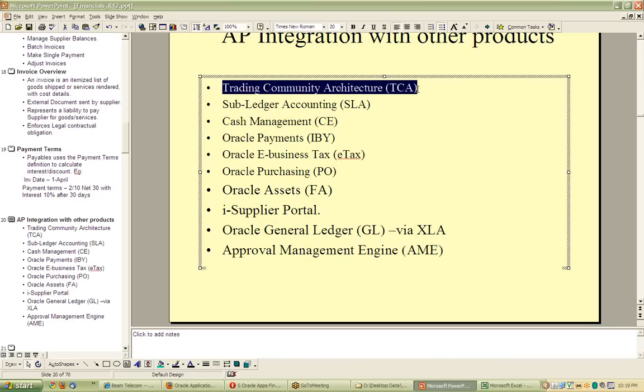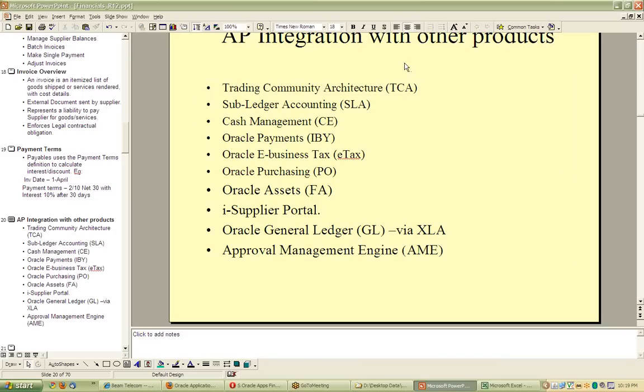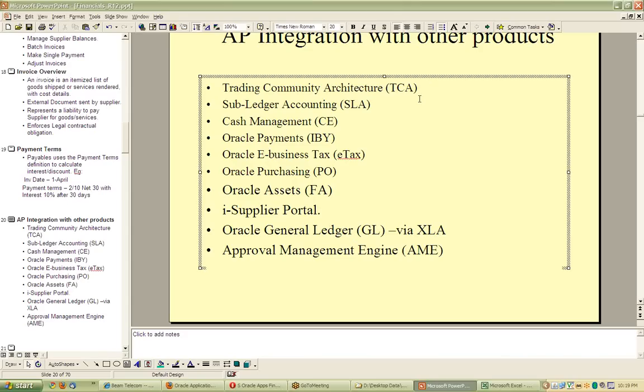We have something called the TCA, which is Trading Community Architecture, which contains all the external party information, namely all the information regarding the suppliers and suppliers addresses. Okay, so we have the TCA, then we have subledger accounting, which takes care of the accounting. It's a centralized accounting engine. Then we have integration with cash management. We have integration with payments, with taxation, with purchase order.